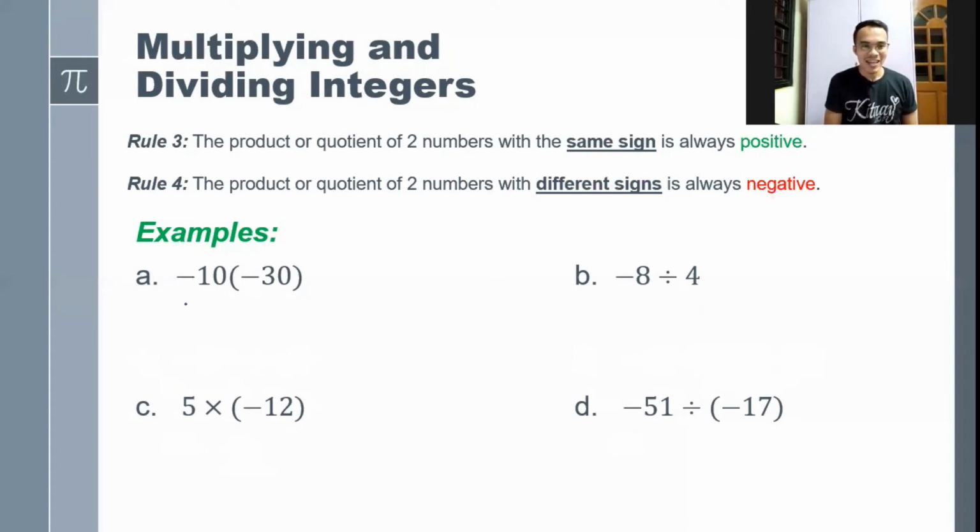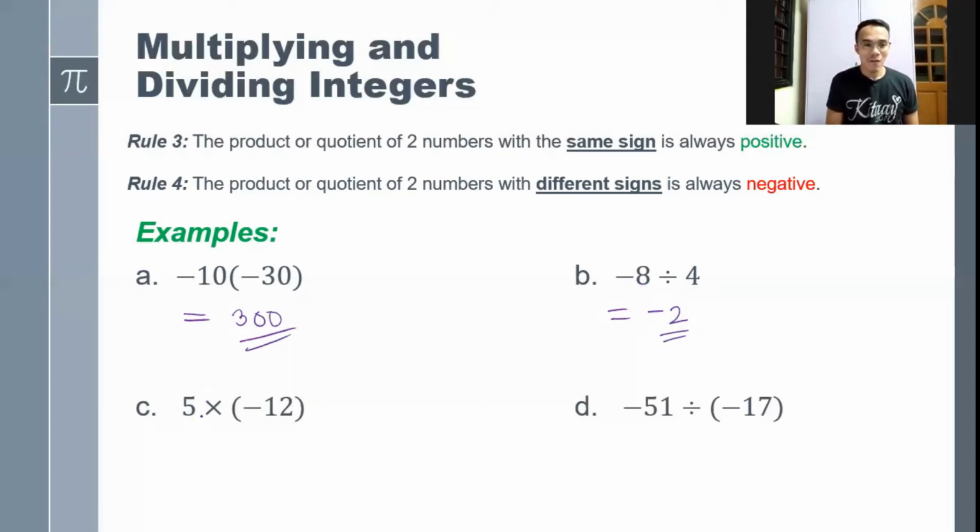That's rule number 4. Take note of that. Letter A, negative 10 times negative 30. We are multiplying two numbers with the same sign according to rule number 3. The answer is positive. No need to write positive. 10 times 30 is 300. That's it. Letter B, negative 8 divided by 4. When dividing two numbers with different signs, the answer is always negative. Negative what? 2.